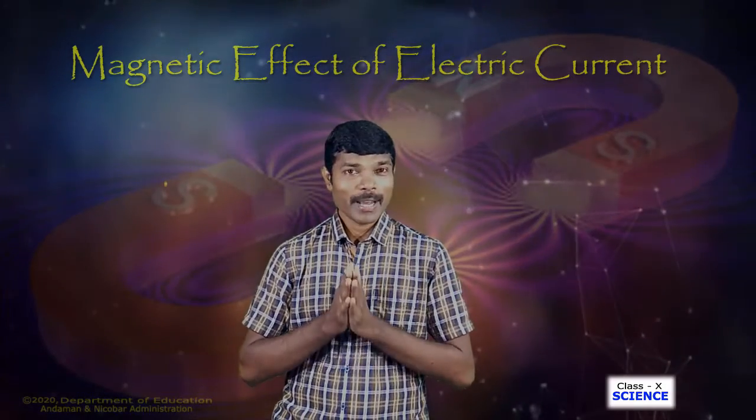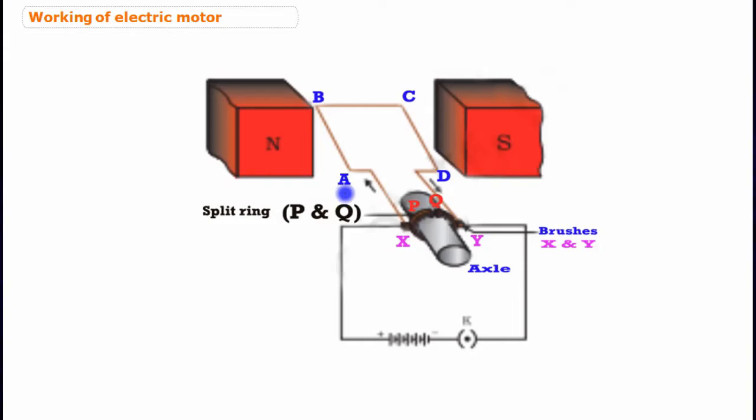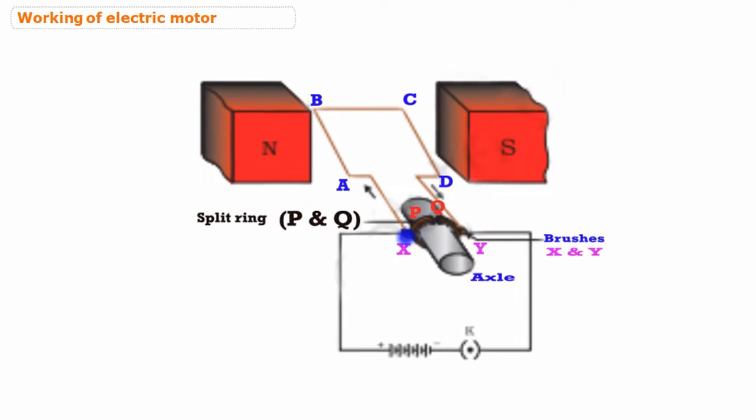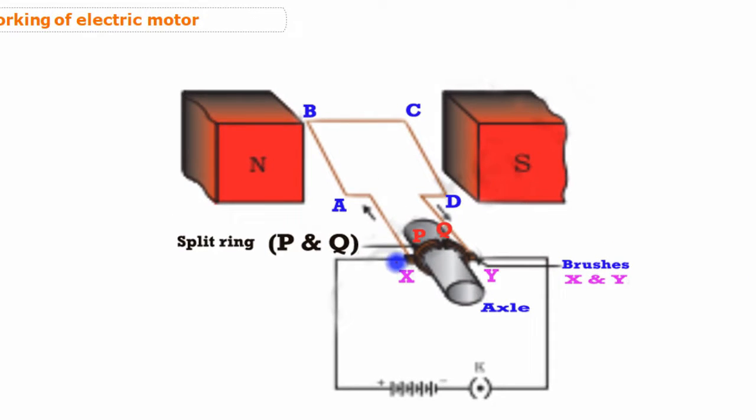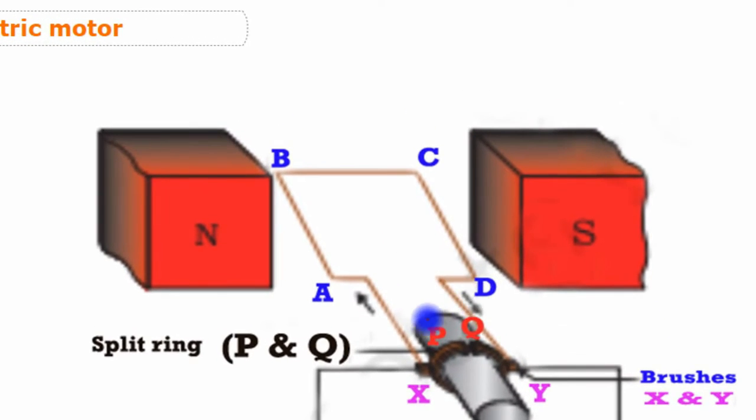Now let us understand how an electric motor works. Here is the diagram of an electric motor. It consists of a rectangular coil ABCD of insulated copper wire. The coil is placed between the two poles of a magnet, that is the north pole and south pole. The coil is placed in such a way that the arms AB and CD are perpendicular to the direction of the magnetic field, that is between the two magnets.